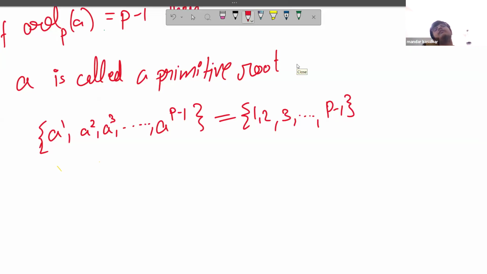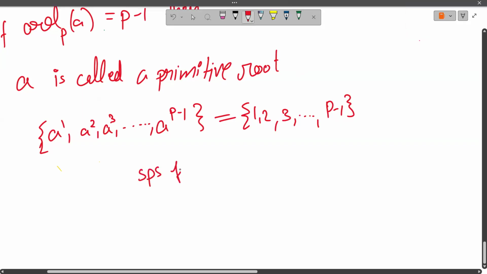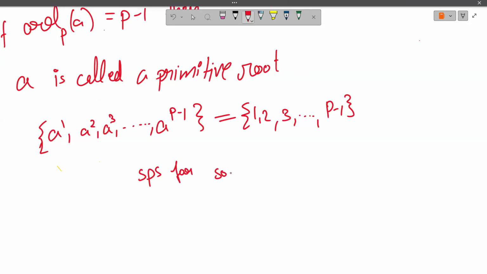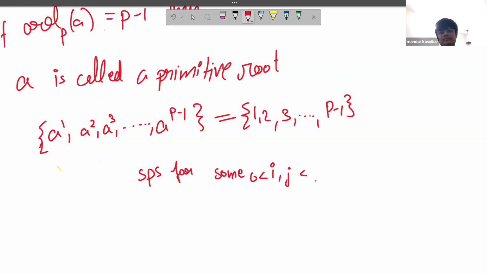You don't have to do as much work as you do in Fermat's little theorem. Just observe that none of these two can be equal. Two can't be the same, no? Yes, exactly. That is precisely the thing. These two are not equal.